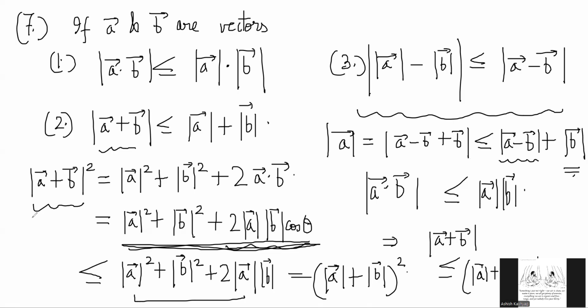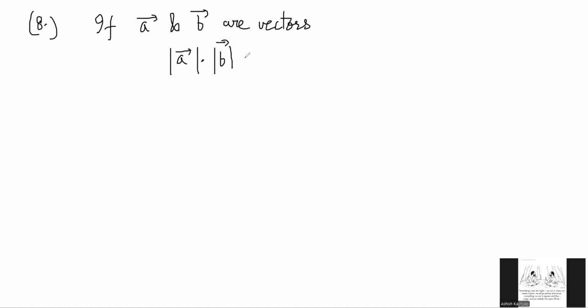Okay. Another set of results that you should be aware of is this one. If A and B are vectors, then we can say that mod of A dot mod of B is less than or equal to mod of A dot B.